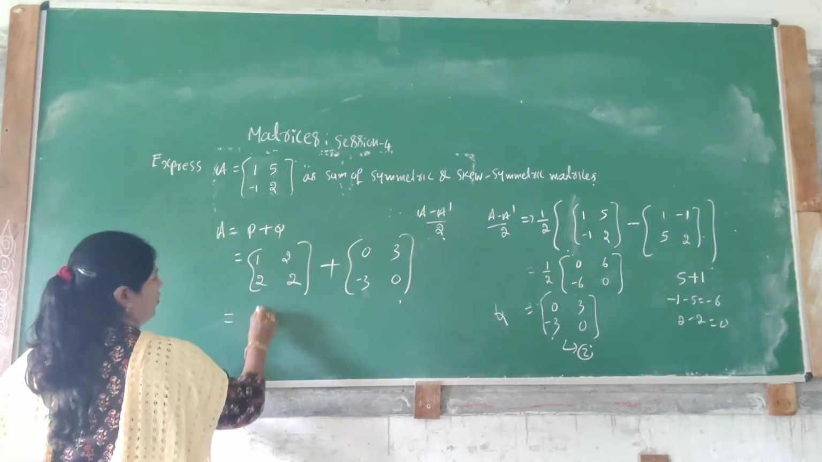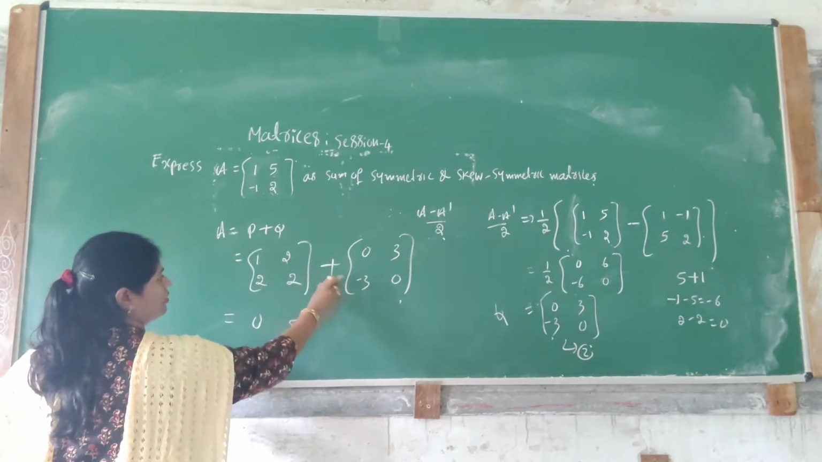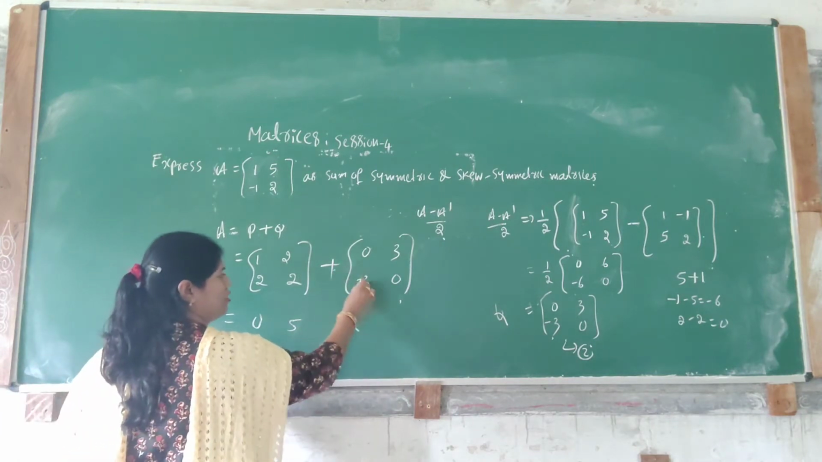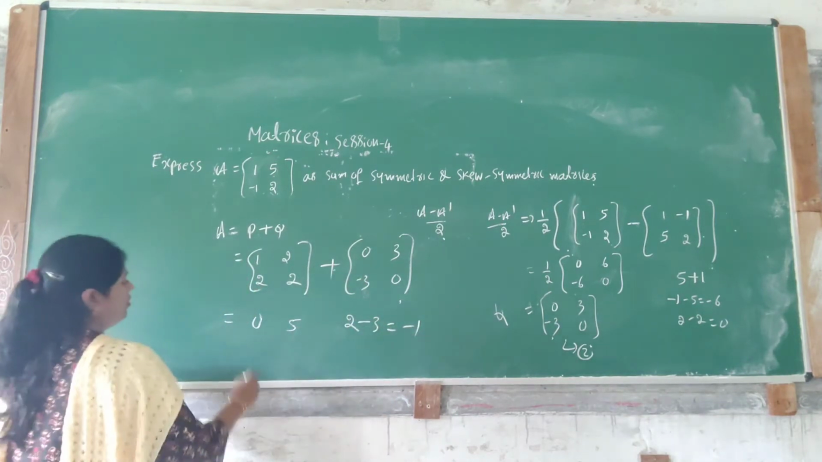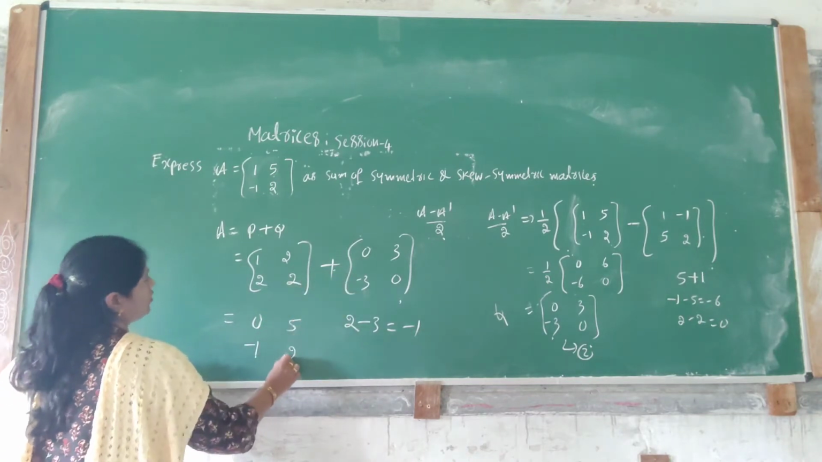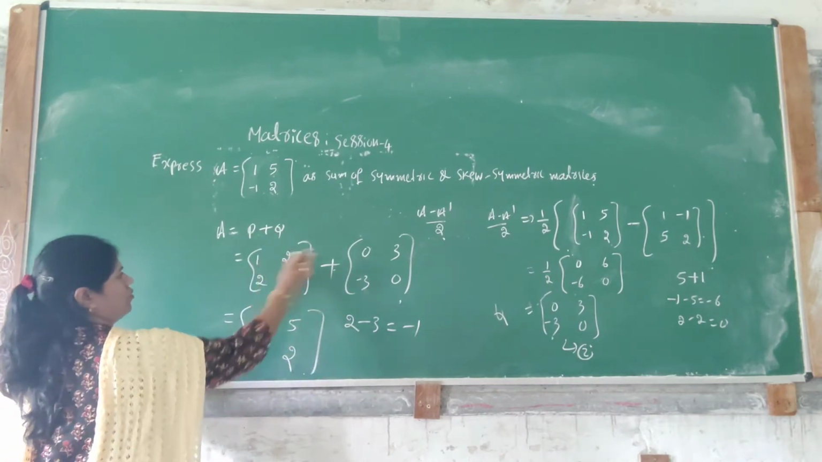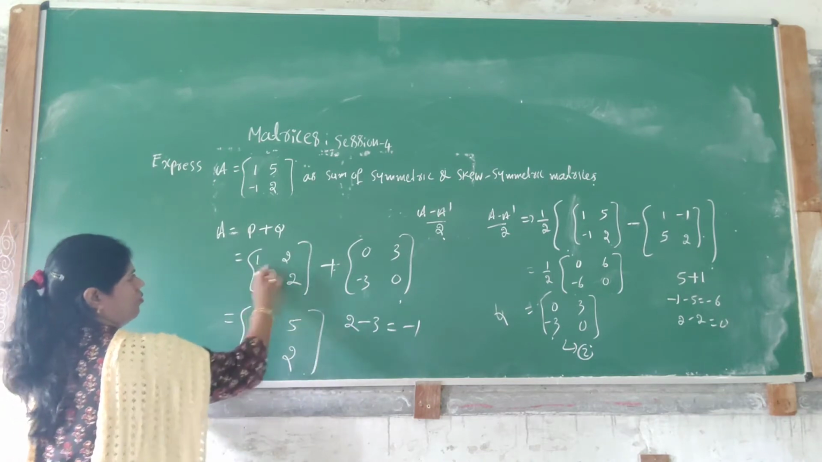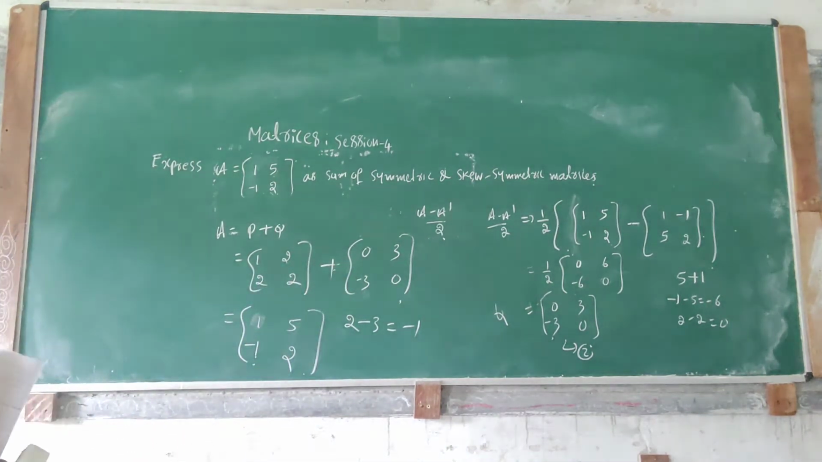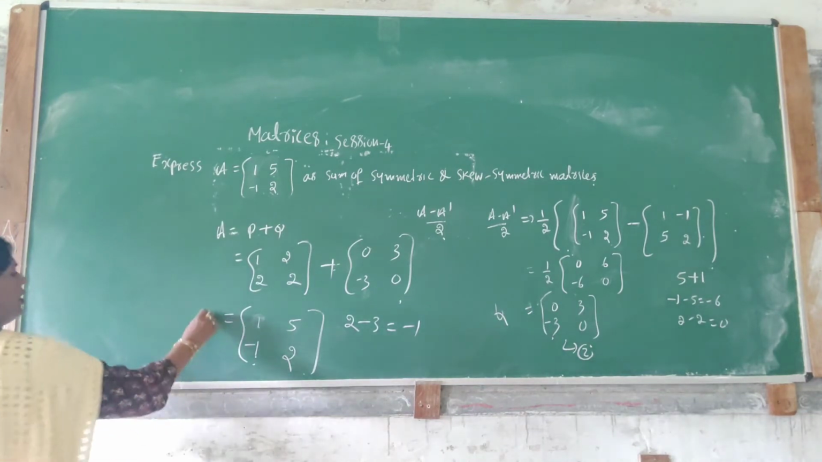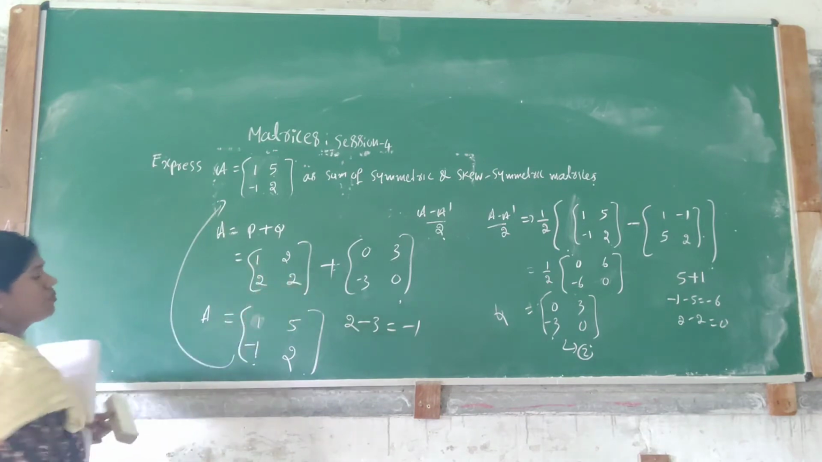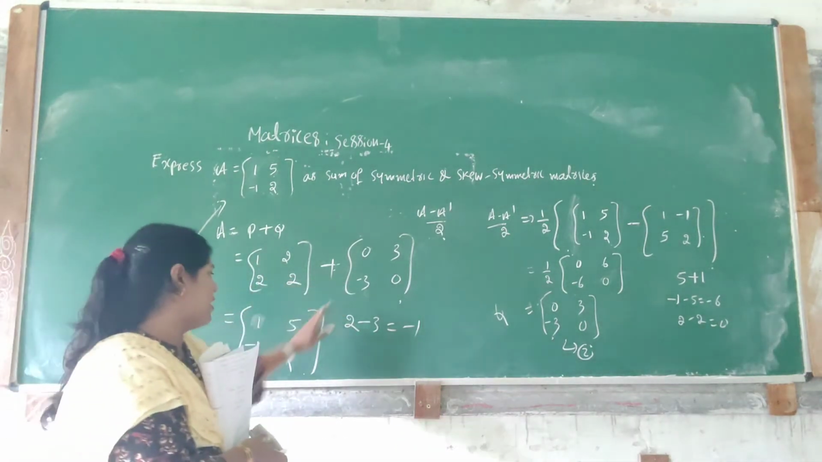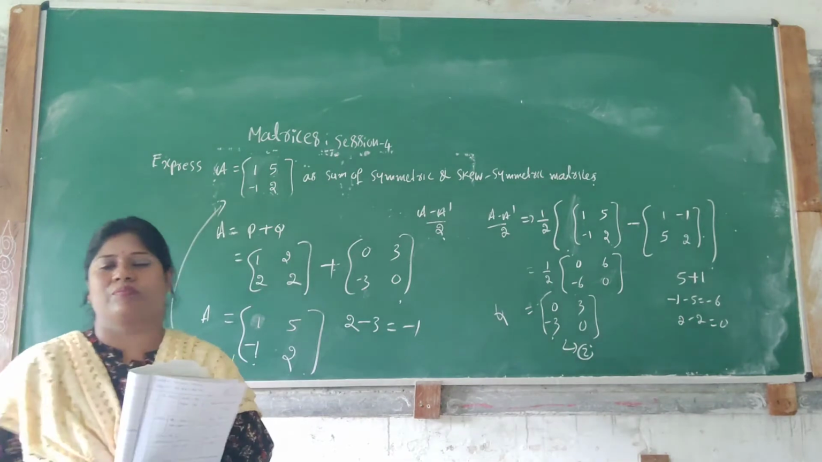1 plus 0 is 1, 2 plus 3 is 5, 2 plus into minus 3 is minus 1, 2 plus 0 is 2. Okay, we are not multiplying, we are adding. So we got the matrix now. So we have expressed the given matrix as the sum of a symmetric and a skew symmetric matrix.